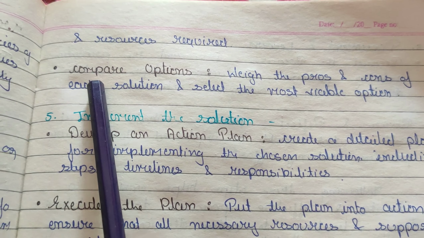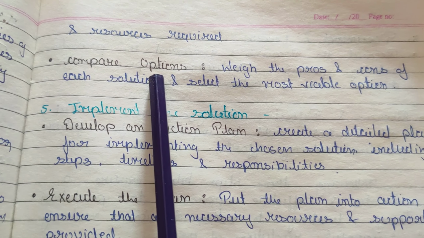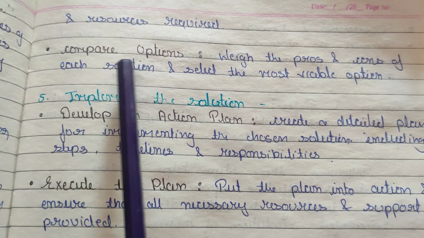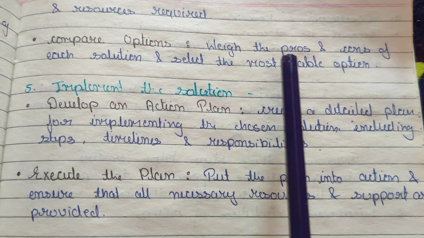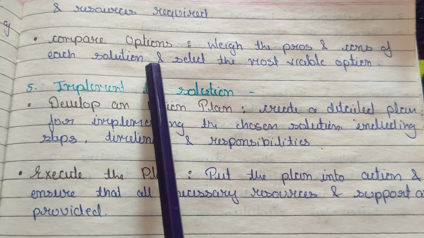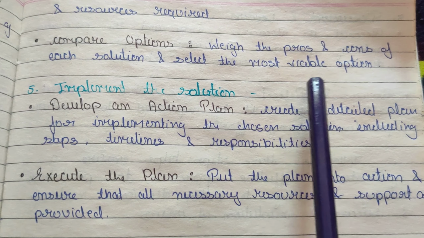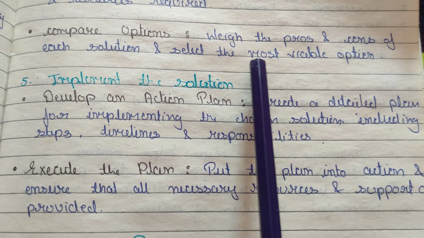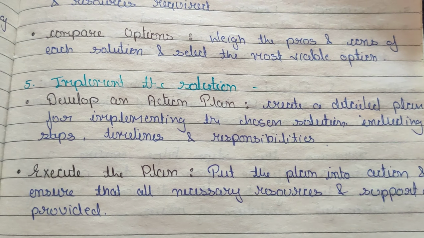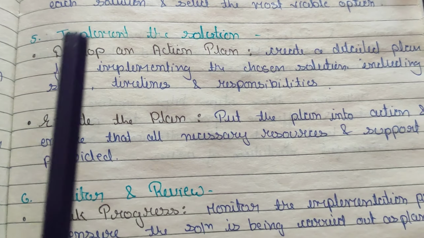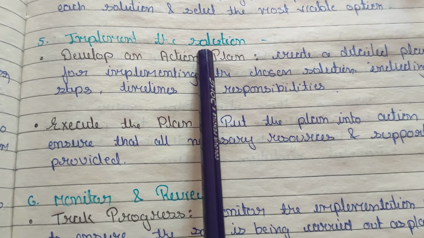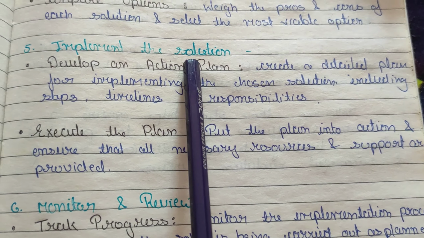Then compare options. Whatever options are available to solve our problem, we will compare them, weigh the pros and cons of each solution and select the most viable option. Then the fifth will be implement the solution. We will implement the solution.